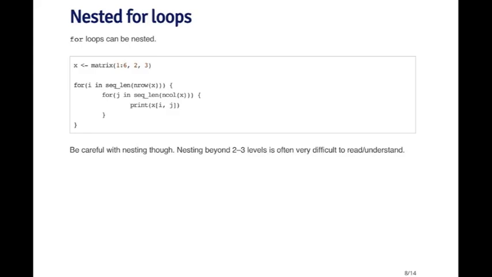One thing to be careful with nested for loops is going beyond 2 to 3 levels. While it's theoretically okay in R, it makes reading the code a little bit difficult. If you're reading code that has 3 or 4 nested for loops, it gets difficult to understand what's going on. Sometimes that's the logical thing to do, but many times there are ways to get around that, for example, by using functions.